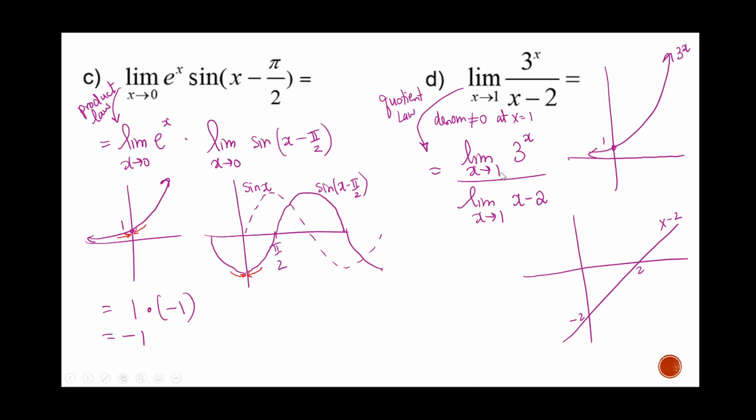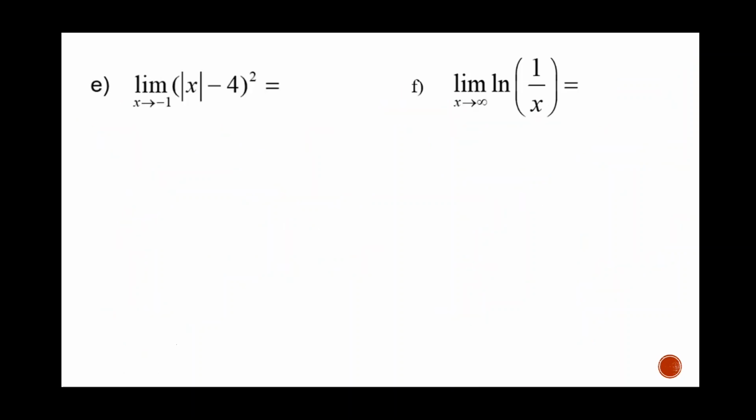Because we're interested as x goes to 1, exponential is going to approach a value of 3. And the linear graph is going to approach a value of -1. So all we have to do is divide the results to get our final value. Next, we're going to use the continuity limit law.